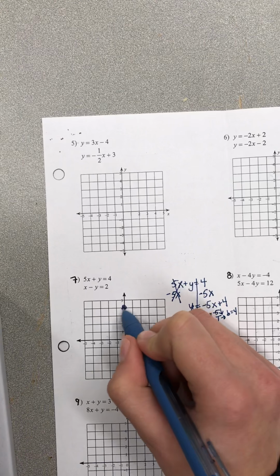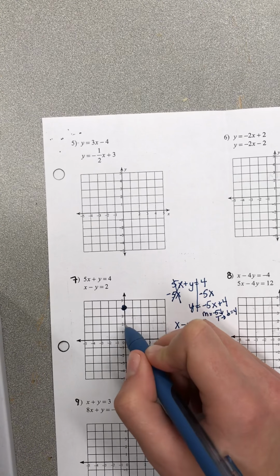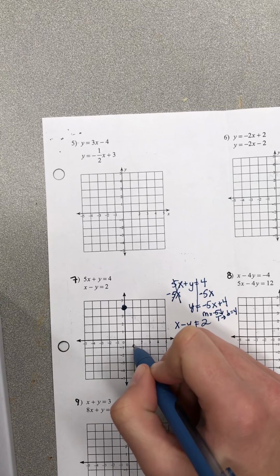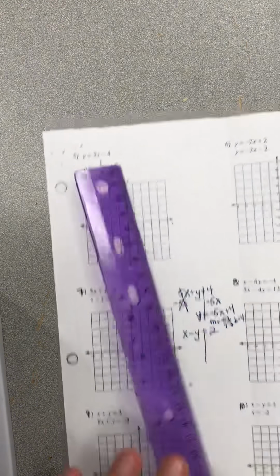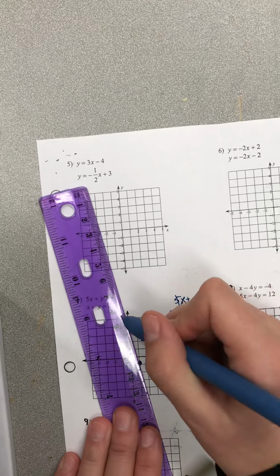So I'm going to plot 4, and I'm going to count down 1, 2, 3, 4, 5, right 1, down 1, 2, 3, and I can't do it anymore. So I'm going to connect my dots.